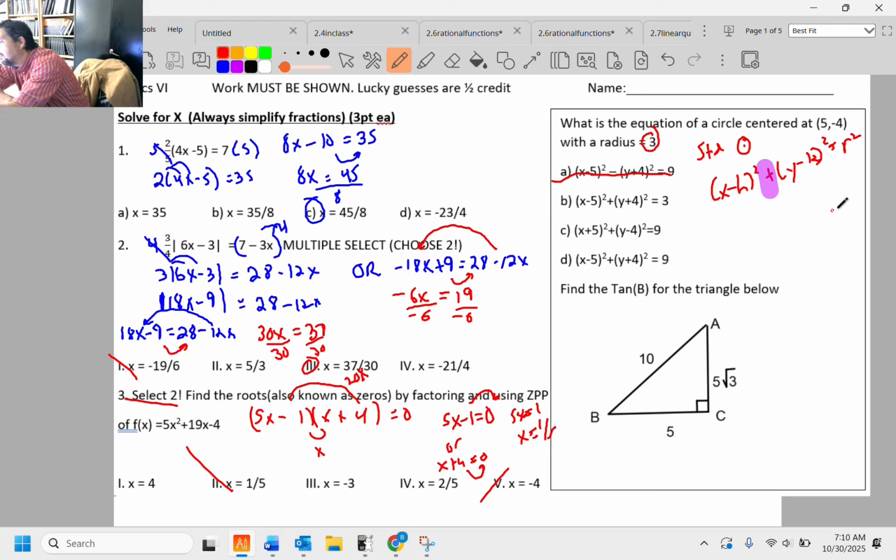Now, if you take a 3 and you square it, you get 9. So I'm not B. And just think about what's going to happen to these numbers as you plug them in, okay? If I take away 5, I'm going to be looking for minus 5. If I take away a negative 4, I'm looking for plus 4. Choice D. All right, moving on.